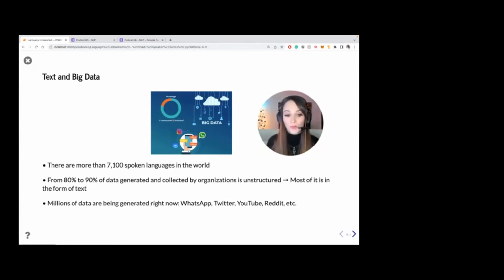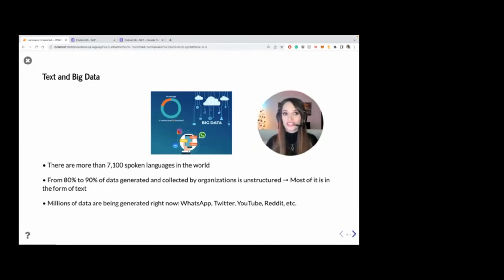Also, another important point is that approximately 80 to 90% of the data generated and collected by organizations is unstructured, and most of that unstructured data is in the form of text. Just think about it, there are millions of pieces of data being generated right now, either through WhatsApp, Twitter, YouTube, Reddit. There are comments everywhere, people are publishing articles everywhere, blog posts, etc.